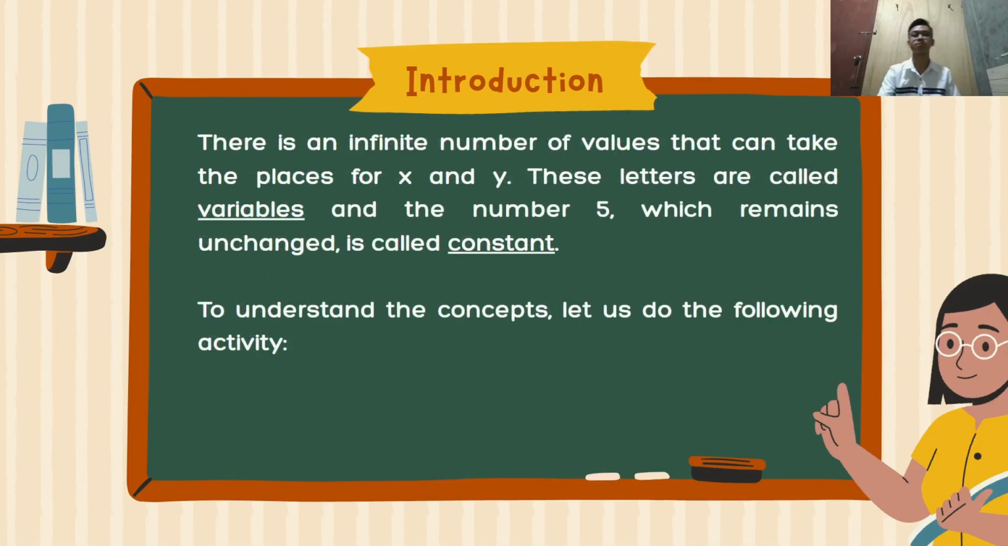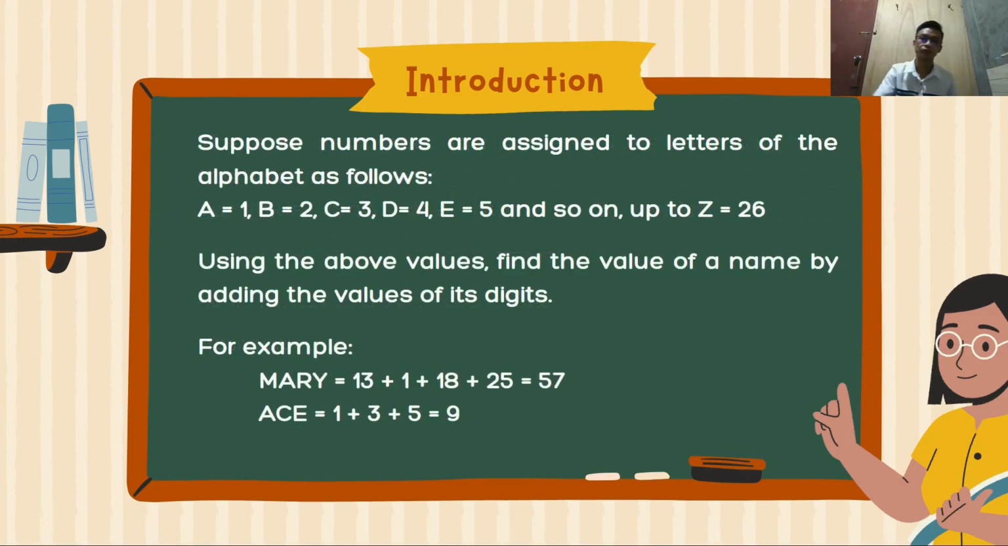On the other hand, there is an infinite number of values that can take the places for x and y. These letters are called variables. Please do take note: x and y are variables. And the number 5, which remains unchanged, is called a constant. To understand the concepts, let us do the following activity. On the next slide.